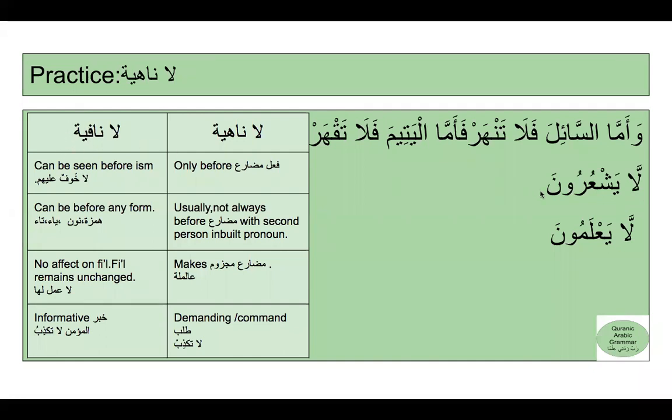So this la is a plain la, which is la nafia. It has no action. It cannot exert any action on the mudari next to it, because the mudari is in its original form. However, this other la makes mudari majzoom. So this one is called nafia: la yash'urun, la nafia. And this one, la tanhar, la taqhar. These two la's are la nahia. Is this clear or no?